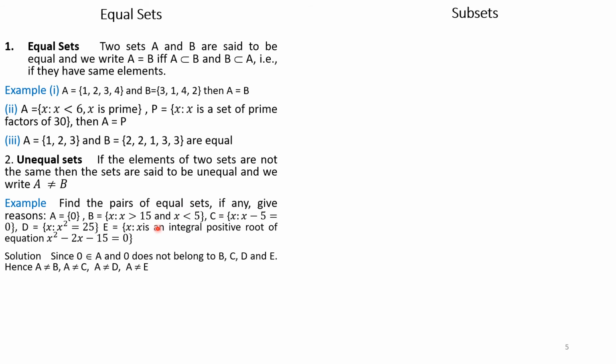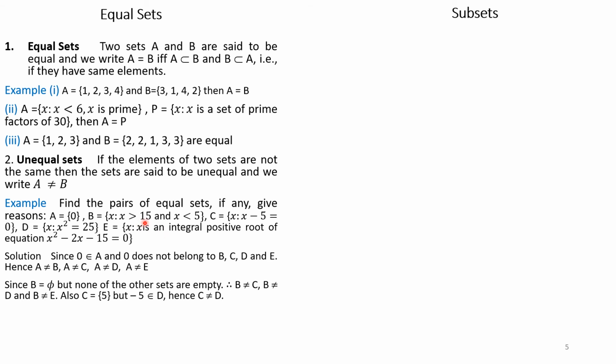Solution. Since 0 belongs to A, and 0 does not belong to B, C, D and E, there is no 0 there. So A is not equal to B. A is not equal to C. Here you see x minus 5 is equal to 0, x is equal to 5, but it is not 0. C is not 0. And D is also not 0. You see x square is equal to 25, or x is equal to 5. So, A is not equal to D. And if you solve this equation, you will get different values of x, and x here in this equation is not 0. So A is not equal to E.